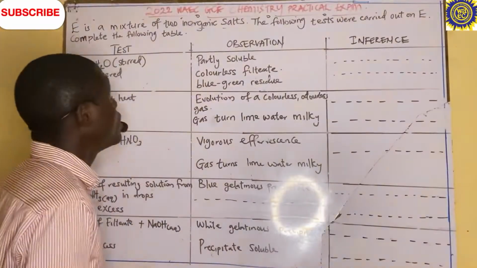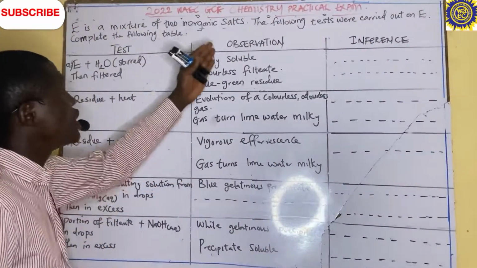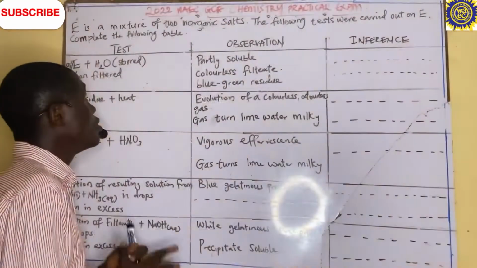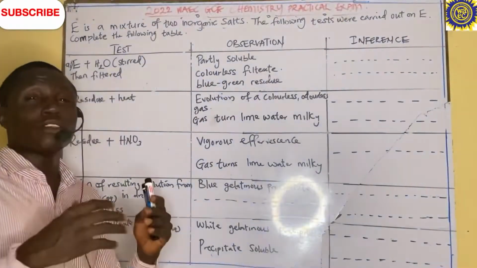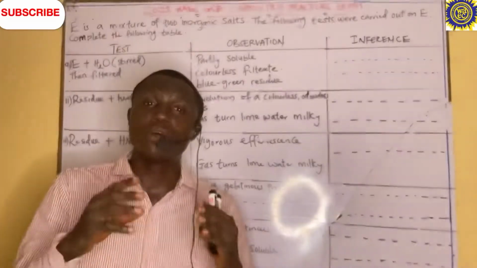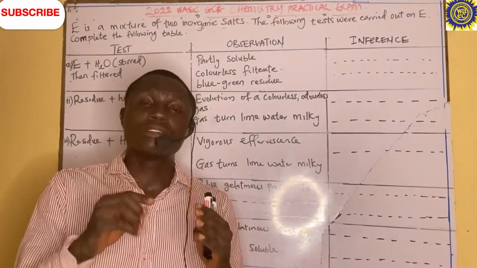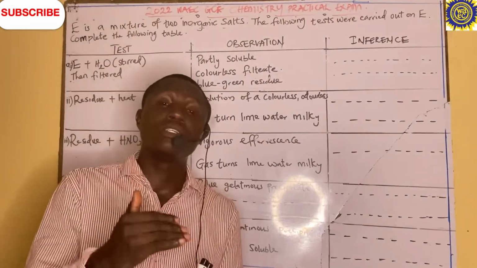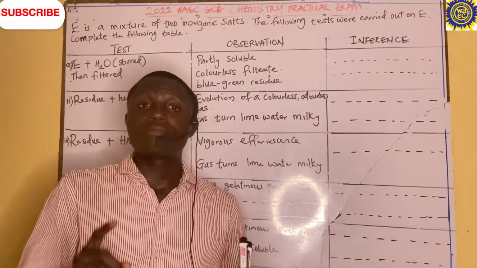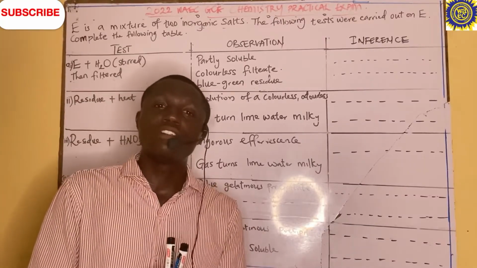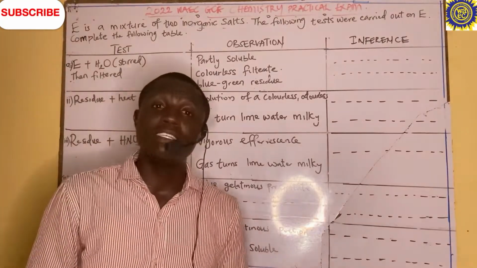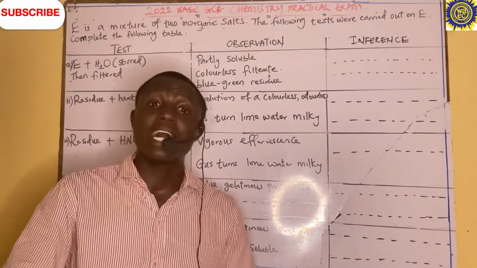Amen. Now today I'm going to consider the 2022 YDC Chemistry Practical. We are going to be answering 3 questions under Chemistry Practical. The first practical is volumetric analysis, the second practical is qualitative analysis, and the third practical is general knowledge about chemistry.